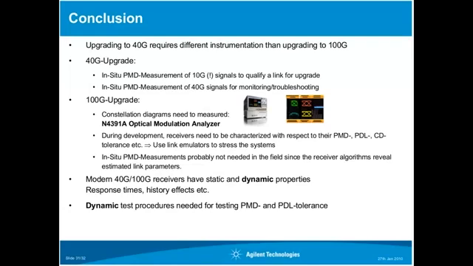The 100G upgrade, as I said, is a little further out, but at the moment people are developing the algorithms for the receivers for compensating CD, PMD, whatever happens to your signal will be compensated. And we are offering for that the optical modulation analyzer, and we will be coming up with new products to address the upgrade to 100 gigabit.